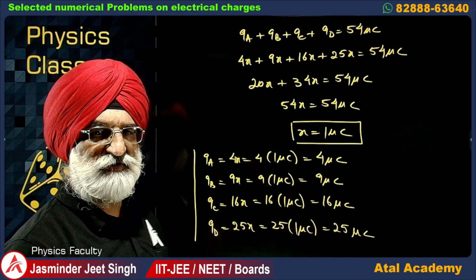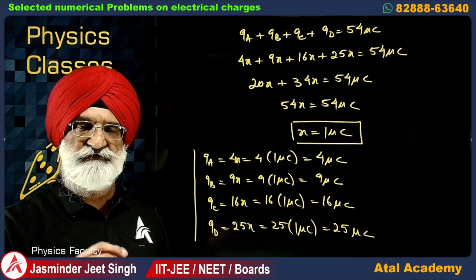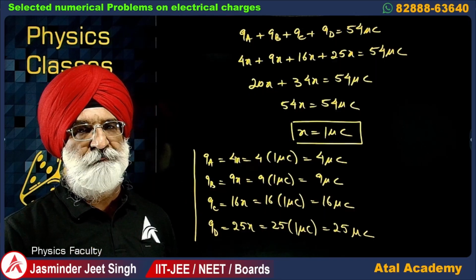These are the four charges which are to be given to the four spheres so that the surface charge density on all the spheres will be equal.